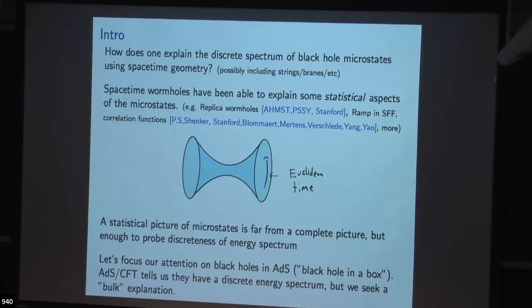So these space-time wormholes have managed to explain some statistical aspects of black hole microstates. It's far from a complete picture of the black hole microstates, but it's at least enough to let us probe the discreteness of the spectrum of the black hole energy levels. So in this talk, we're going to focus on black holes in AdS space, like black holes in a box, and AdS/CFT tells us that these black holes do in fact have a discrete energy spectrum. But this is a rather indirect way of knowing it, and we seek a bulk explanation.